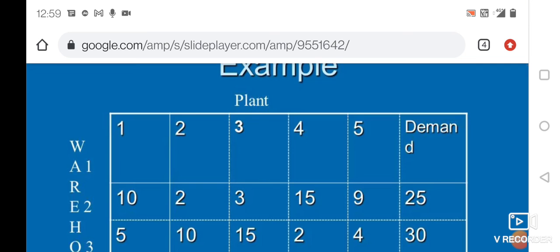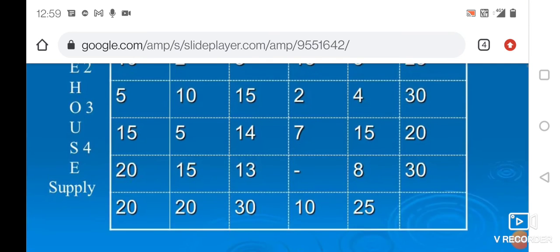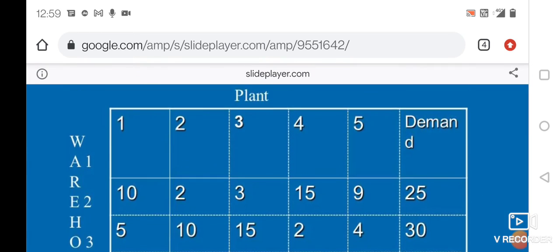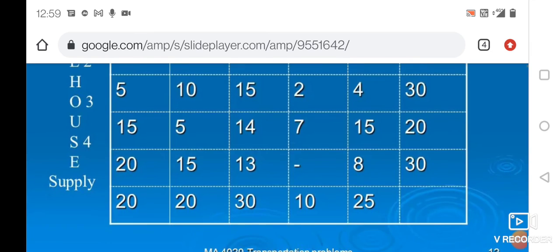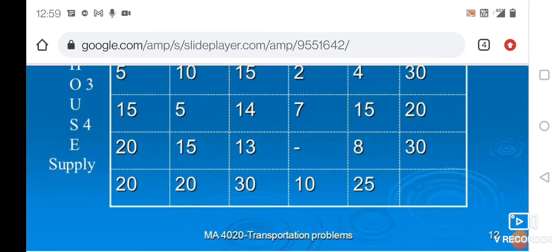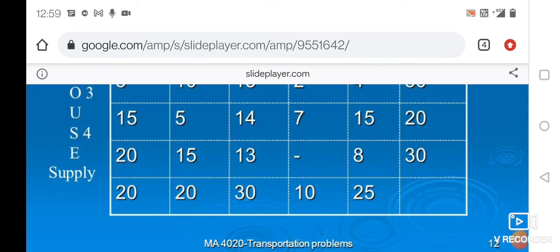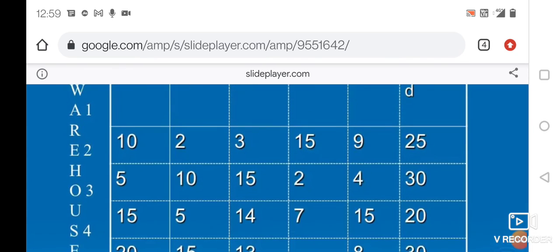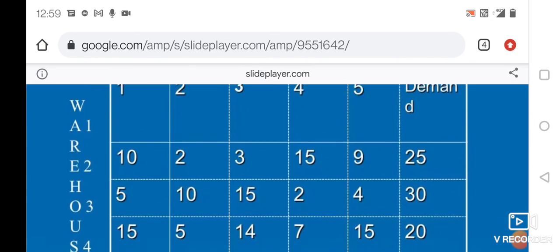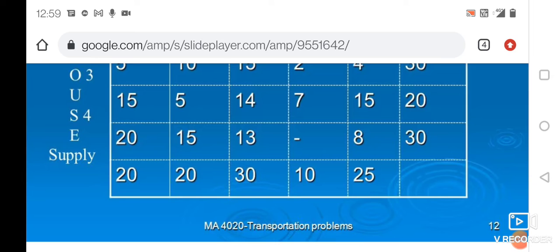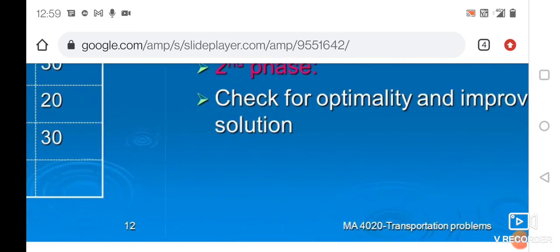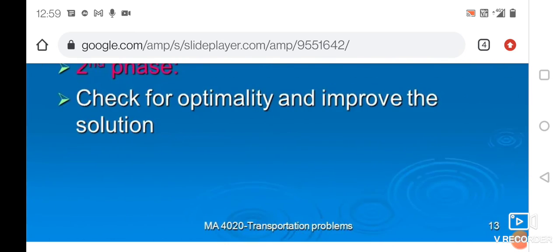Here the plants, number of resources 1 2 3 4 5, and number of destinations 1 2 3 4. Okay, and demand 25 30 20 20, and supply is 20 20 30 10 25. This problem is an unbalanced problem.